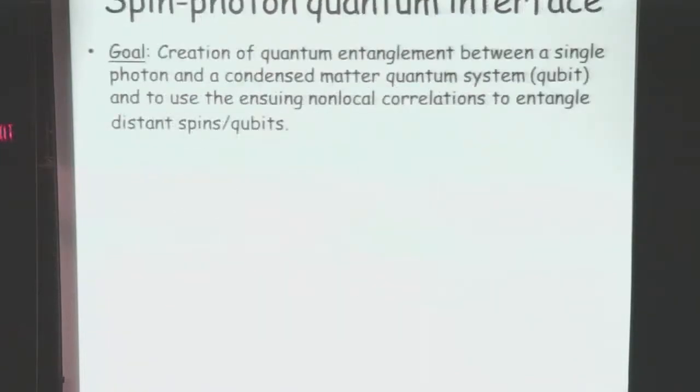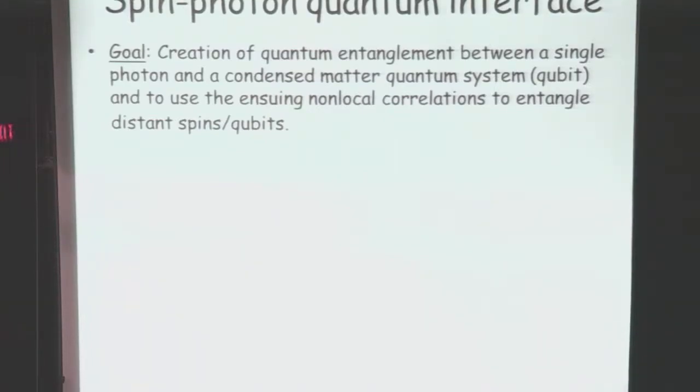So the goal, or the way we go about generating entanglement, at least in this case, I'm interested in generating entanglement between distant quantum objects. So objects for which applying a coherent interaction is no longer possible because of the finite range of the forces acting upon them.